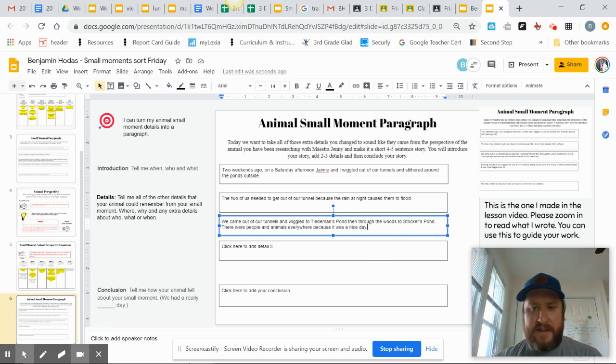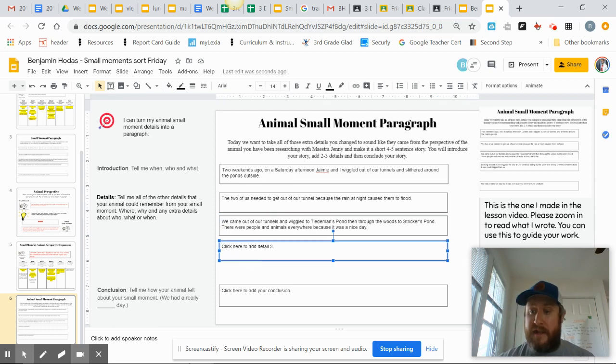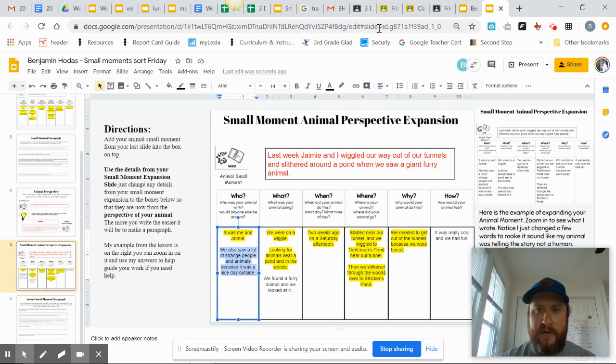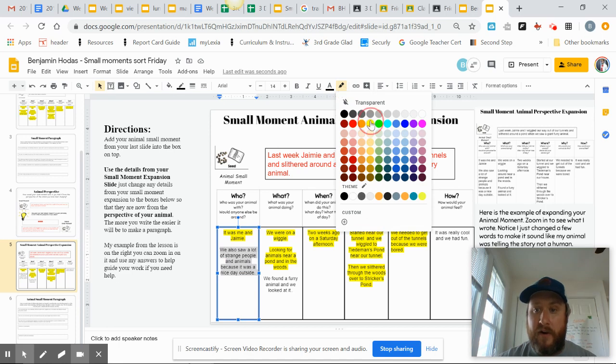All right, so I just added that sentence right in after the previous one. There were people and animals everywhere because it was a nice day. I don't think I really changed that sentence much at all. So look at that. We're already on our third detail. We're almost done. I'm going to highlight this one quick, folks, just so I know that I've already used that.